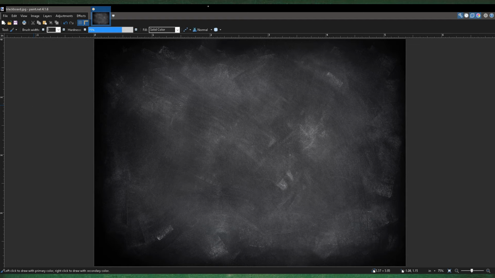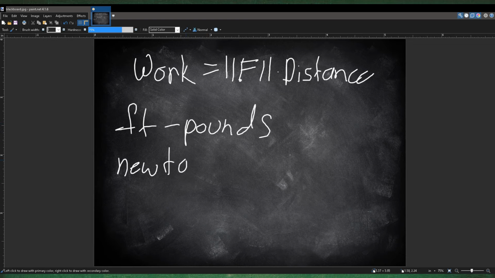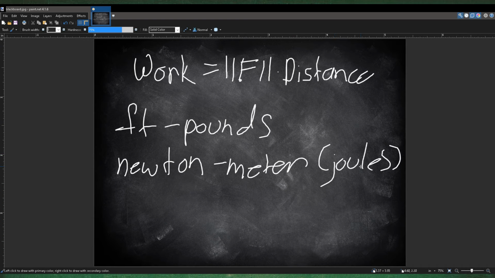So work is equal to the magnitude of force times the distance, basically. Work is measured in foot-pounds, or in newton-meters, which is also known as joules, as you might have been learning. So this will calculate work.